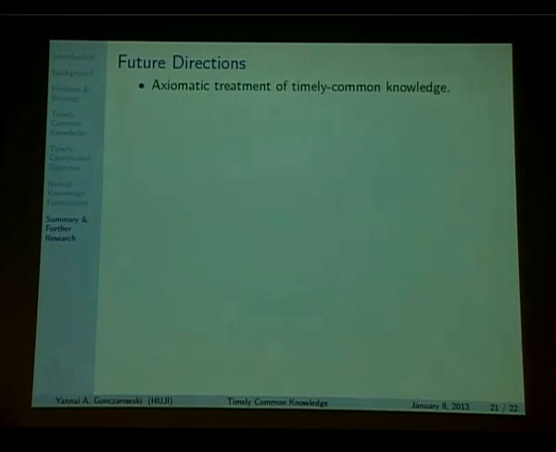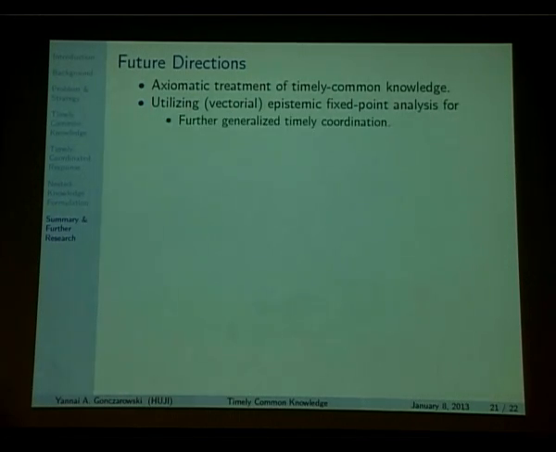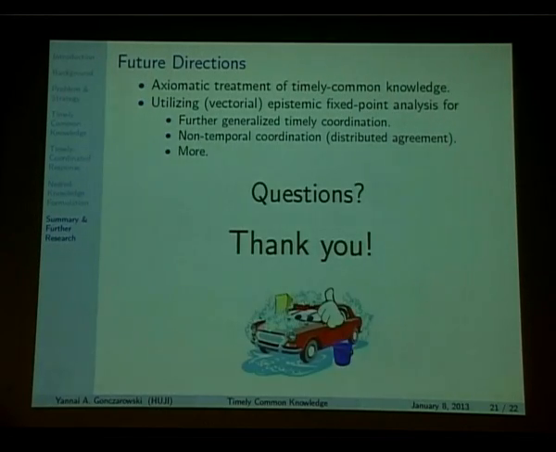This is actually all stuff that we know how to do by now. Axiomatic treatment of timely common knowledge, and utilizing epistemic vectorial fixed point analysis to further generalize timely common knowledge in a few ways. For non-temporal coordination, we can analyze distributed agreement protocols using a similar method, protocols that don't have time at all involved, no temporal issues, but still we can use a very similar approach for them and more. And if you have any questions.